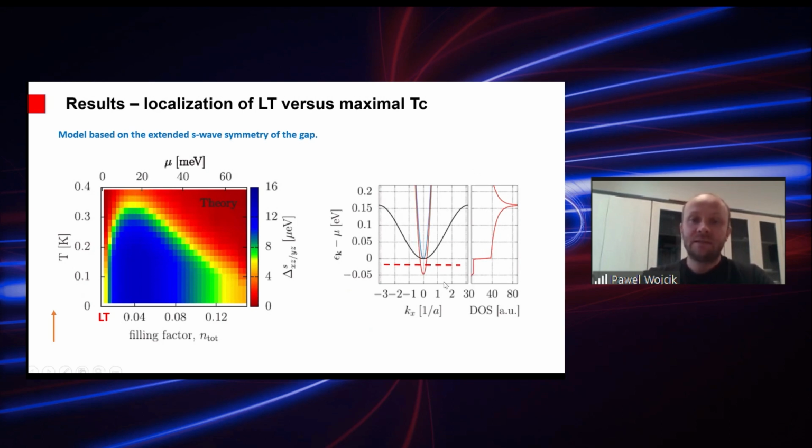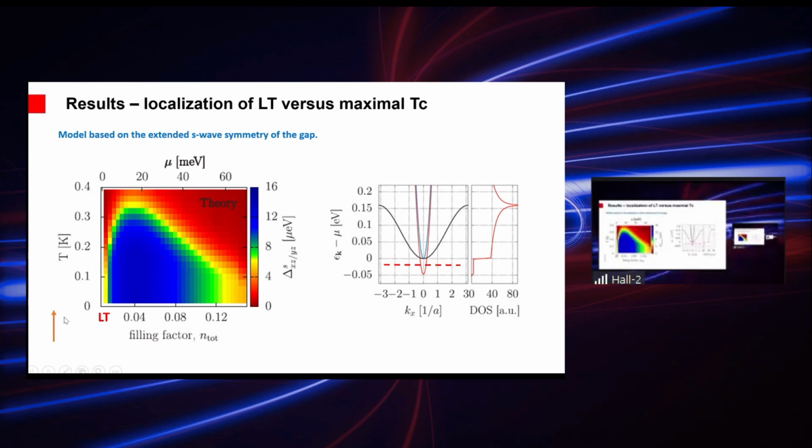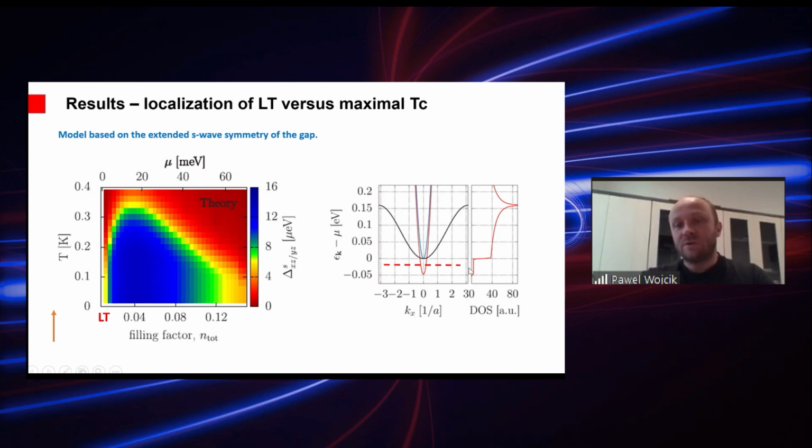our theory. In our theory, if the chemical potential is located here, so we have an occupation of the lower band here, we do not observe any superconductivity. Here you have an arrow. And we do not observe any superconductivity because the density of states for this band is too low just to induce the superconductivity in our system.